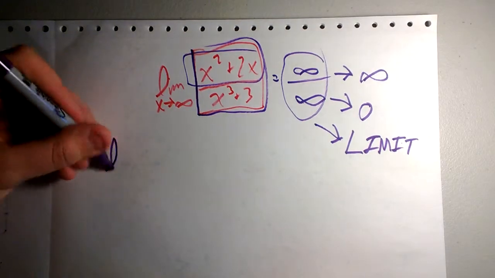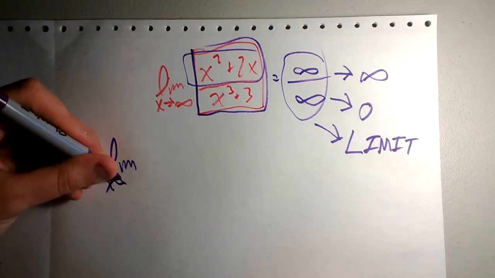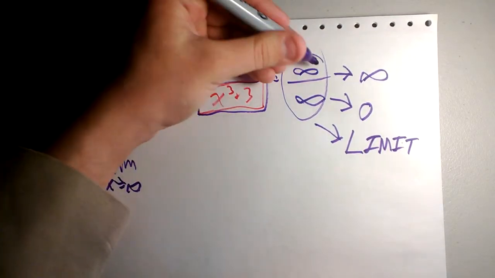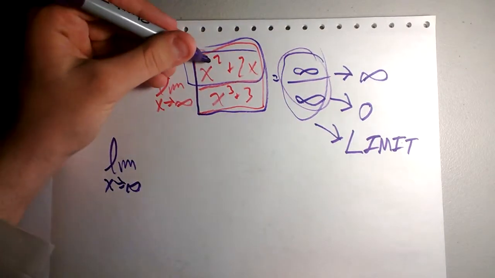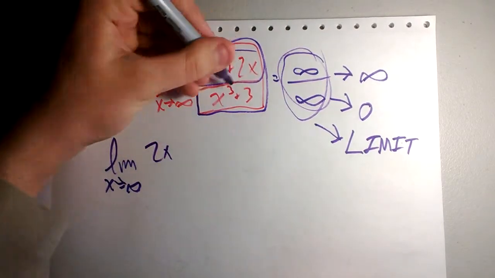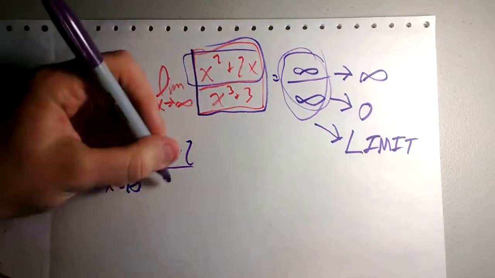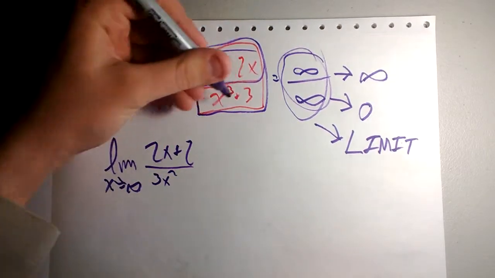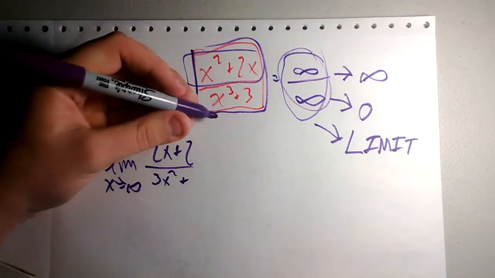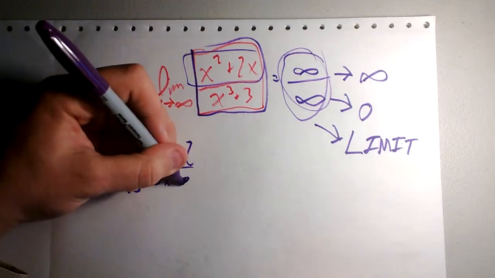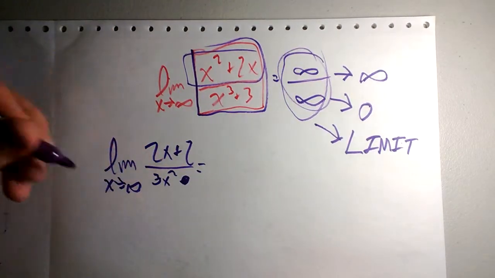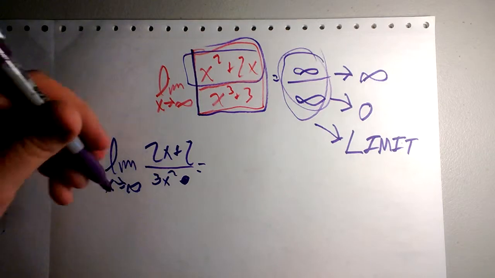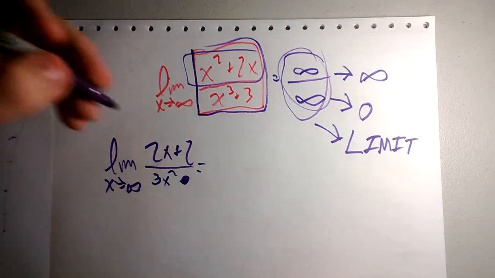We don't know, so let's take the derivative. Because we can. This is a case where we can. So the derivative of that is 2x. Derivative of that is 2. Derivative of that is 3x squared. Derivative of that is 0. My bad, we don't have that. And if you plug in infinity to this, you still get infinity over infinity.